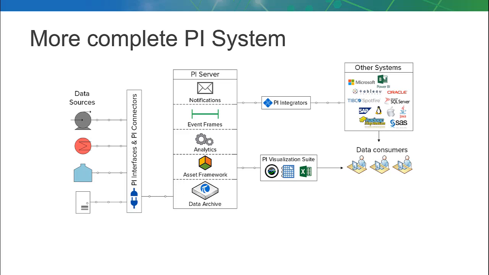It has an analytics calculation engine that can perform real-time calculations as the data is being received in the data archive from the interfaces. It can also do backfills using historic data. Event frames are used to help capture important process events, such as downtimes or tracking parts of the process that are outside acceptable limits. When those events occur, PyNotifications can be used to alert users about them.